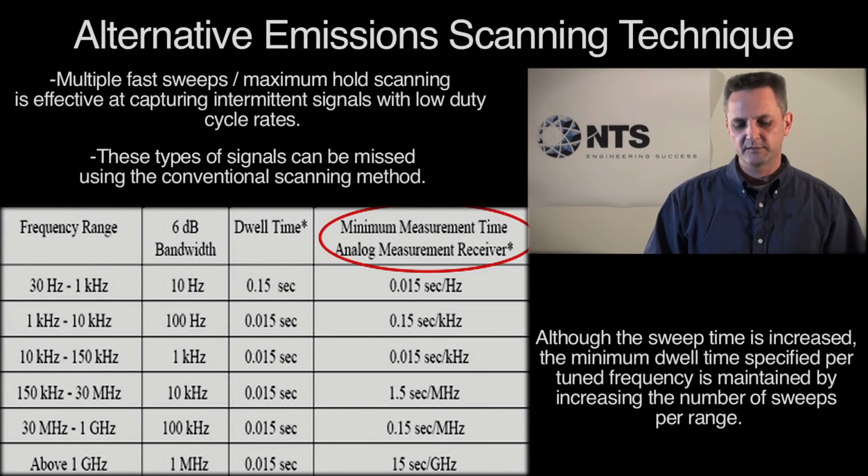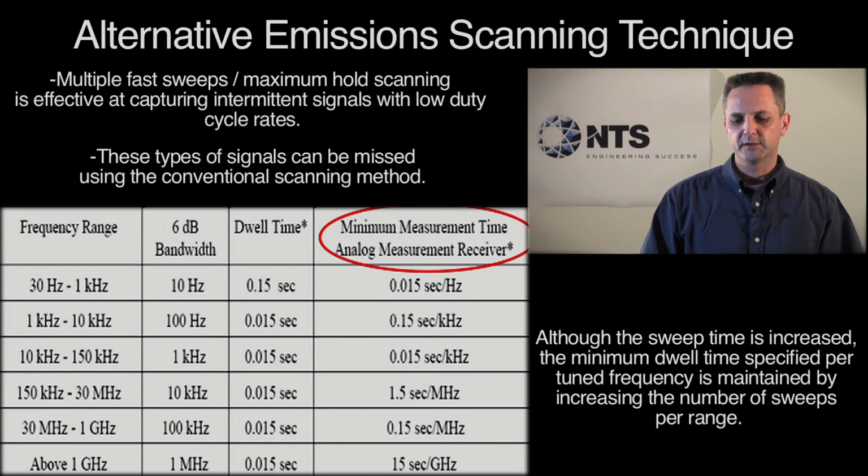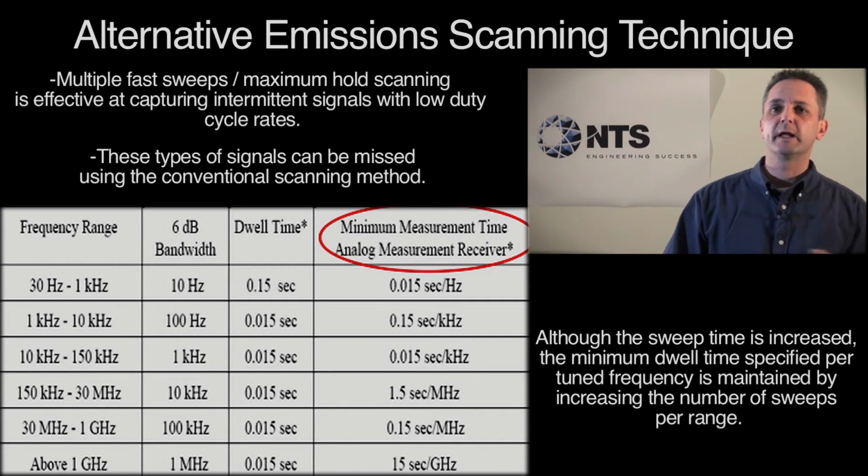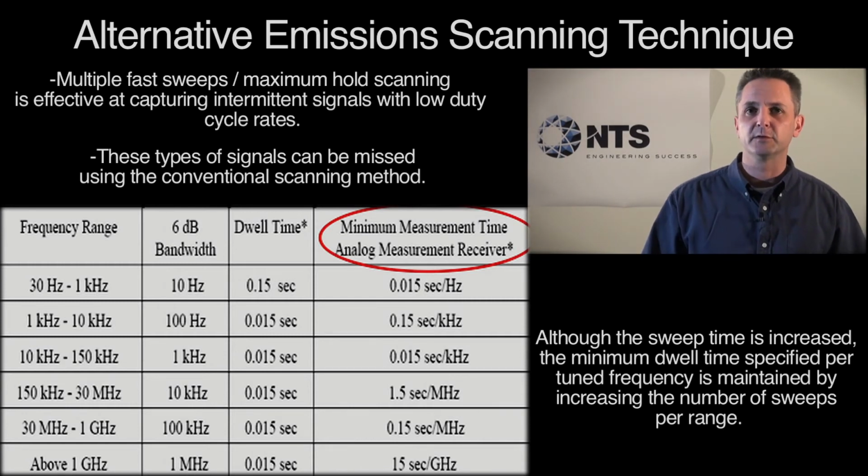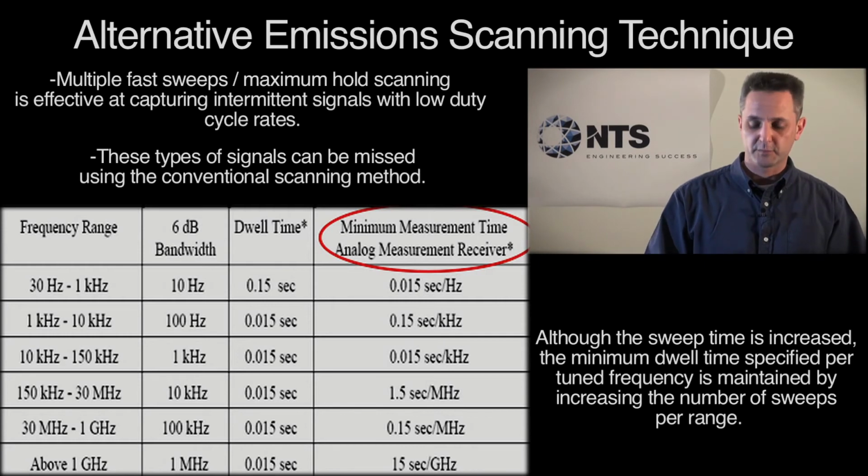So as you can see in this table, if you had a sweep time of 291 seconds, this would equal the single fast sweep time of 0.194 seconds multiplied by the number of sweeps. So it would equate out the same as using the conventional emissions measurement method.